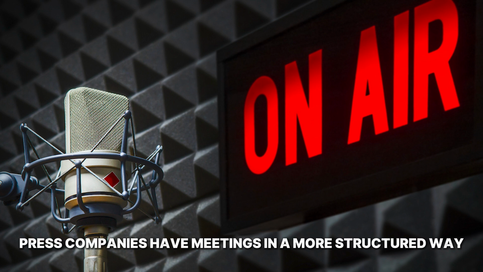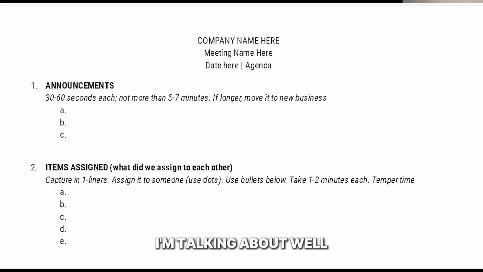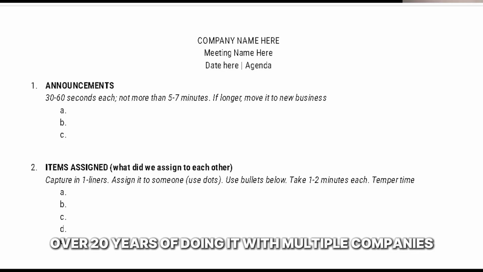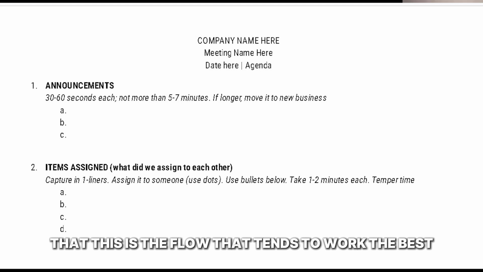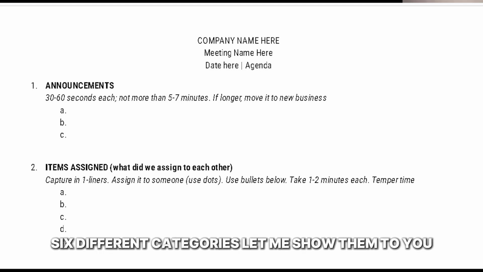I do press companies to have meetings in a more structured way: agree on a structure, agree on a flow. So let me show you the flow that I have proven for years. I'm talking about well over 20 years of doing it with multiple companies, that this is the flow that tends to work the best. At the very beginning, you have your agenda and you break it up into 4 to 6 different categories. Let me show them to you.